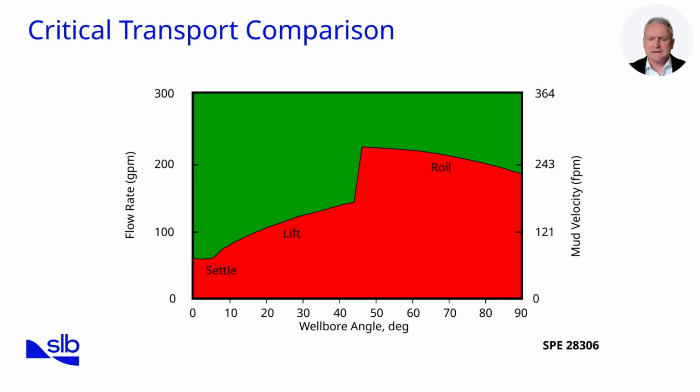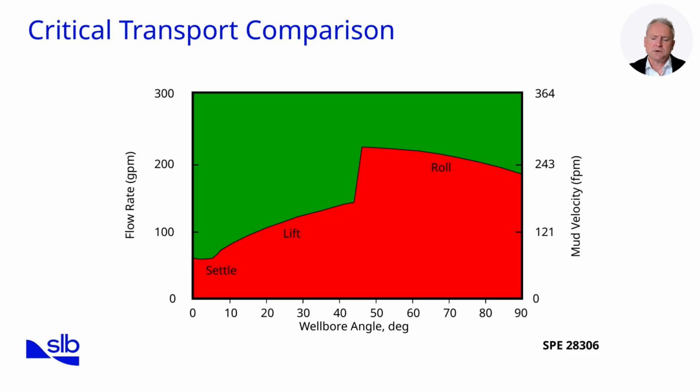This is where cuttings tend to both roll and settle on the low side of the hole. Rolling is a process where cuttings roll over each other in a wave-like motion. The flow regime is less effective at lifting them, so higher annular velocities are required to avoid cuttings bed formation. This is the most challenging range for hole cleaning.